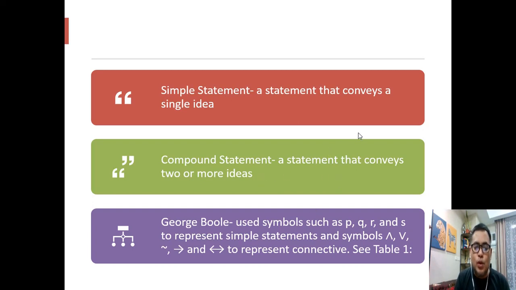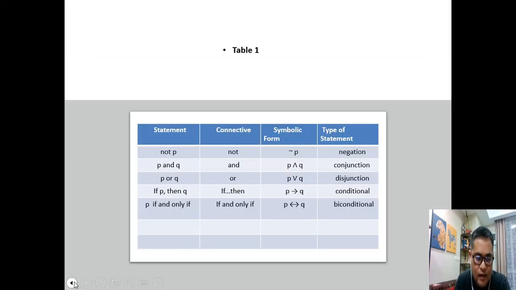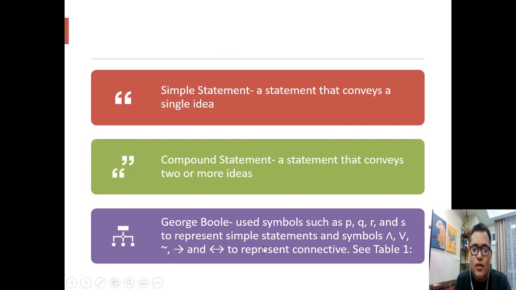Okay, so George Boole used symbols such as P, Q, R, and S to represent simple statements. Okay, and for the connectives, we have the inverted V, the V, the caret, the tilde, this arrow, and we have also the double arrowhead. These represent connectives. I'll show you the table on my next slide. Again, I'll repeat. You will be encountering these letters P, Q, R, and S to represent simple statements. Statements can be converted into negation or something like that in the next slide.